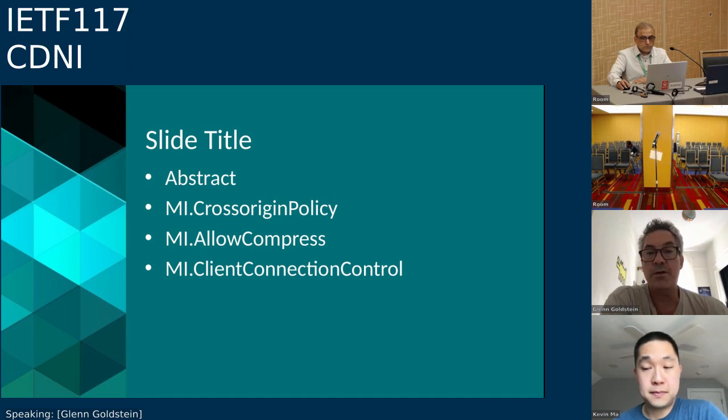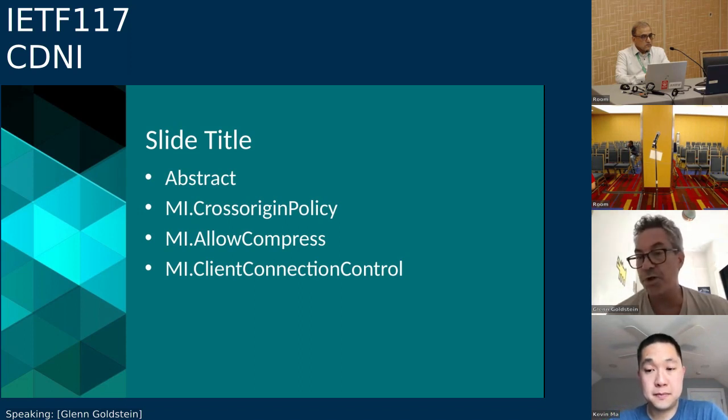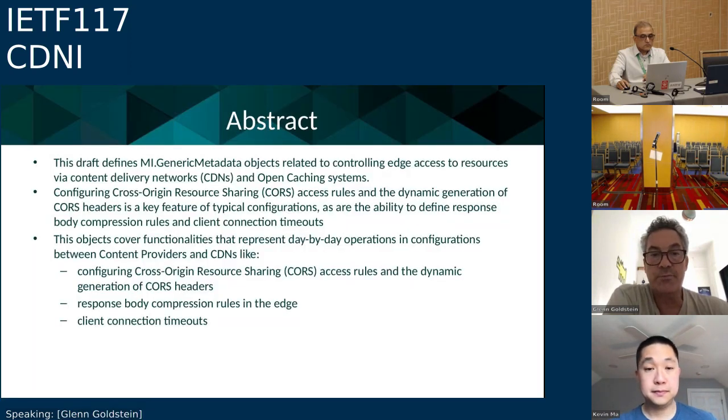So these are a set of objects that really define processing on the edge for cached responses. The bulk of it really is around CORS policies, but there's also directives about whether the downstream CDN should be allowed to compress, like gzip compression of a response that may have come from an upstream CDN uncompressed. And then there's some limited client connection control metadata that talks about timeouts. Next slide. Yeah, so that's pretty much what I just talked about here. Next slide, go ahead.